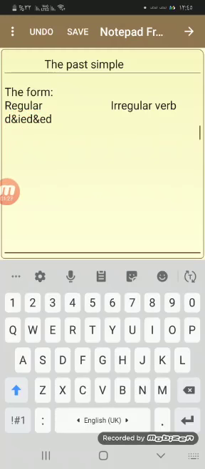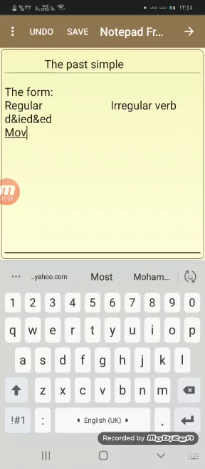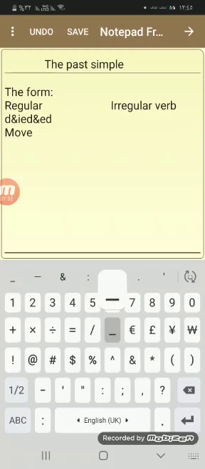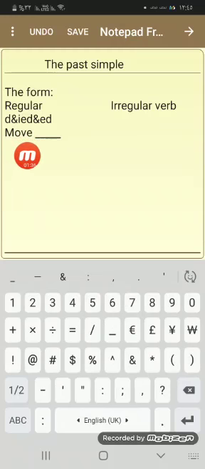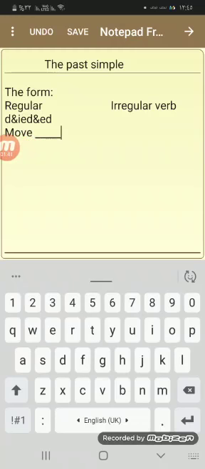Let's take an example. For example, if the verb ends with E like this, look at move. The verb here ends with E, so we add D. So the verb will be moved. We add D to the verb if the verb ends with E like move. Okay? Move changes into moved.